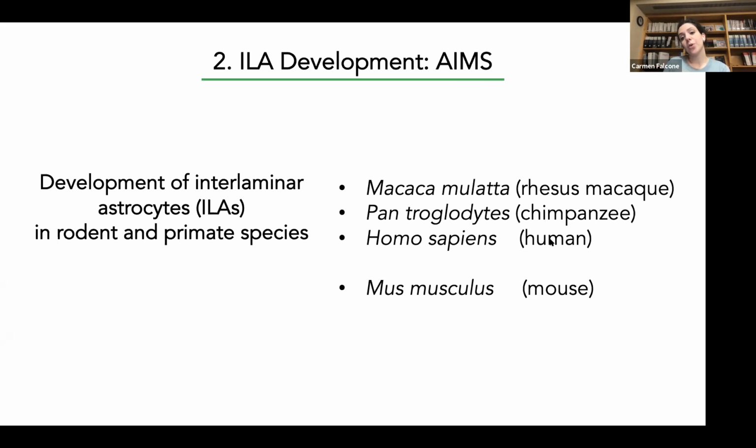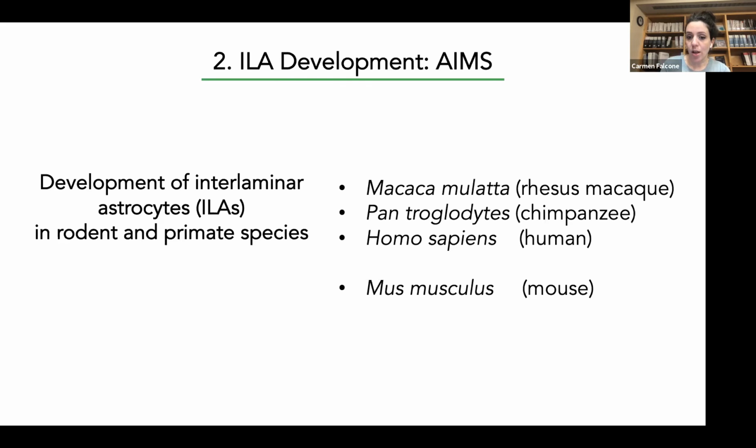And we also wanted to compare. So remember that these primate species, of course, have the typical form of the interlaminar astrocytes. We also wanted to compare with the rudimentary interlaminar astrocytes that we found in mouse, because you know that mouse is one of the most studied animal models in neuroscience.